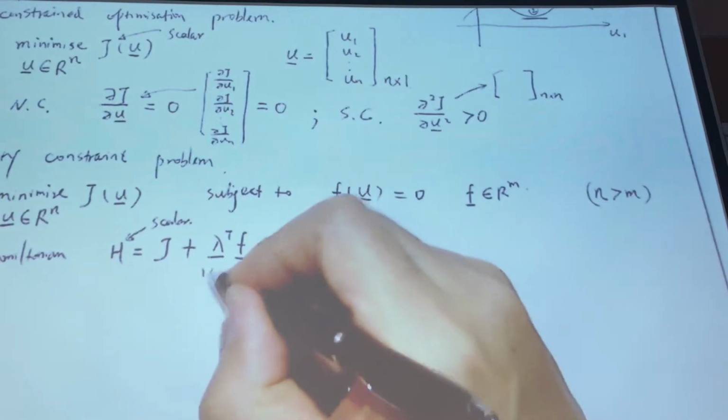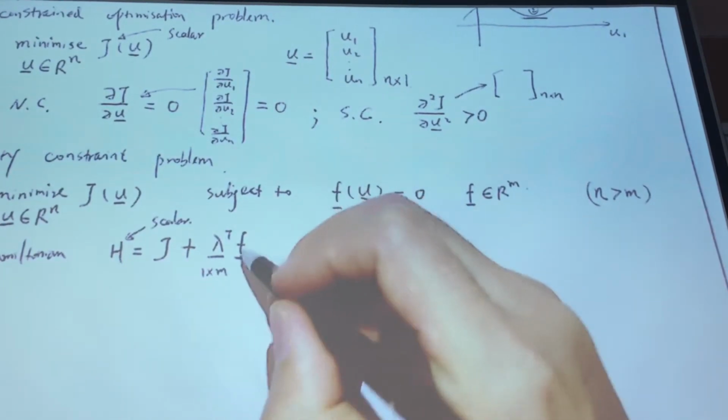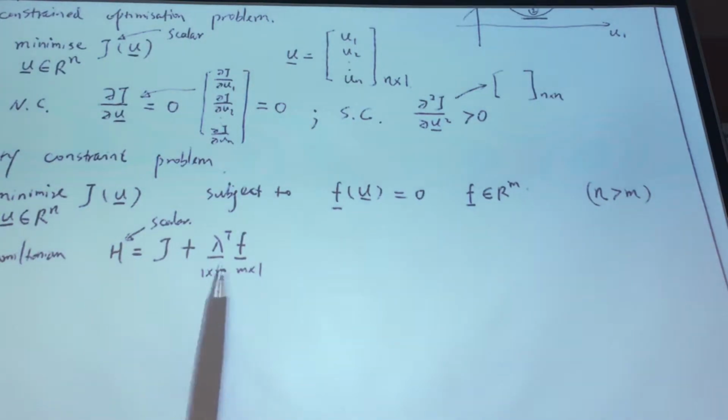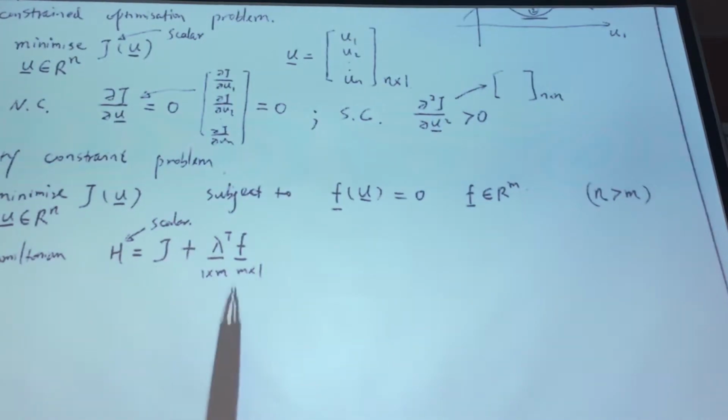The first factor has dimension 1 by m, and f is m by 1, so the product gives us 1 by 1, which is a scalar.